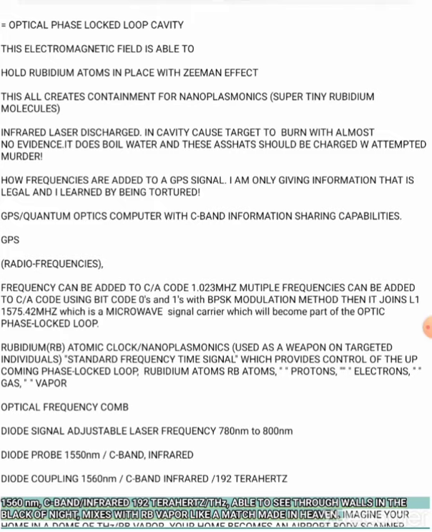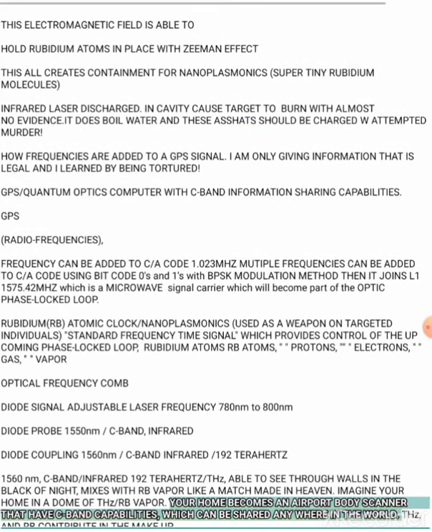1560 nm, C-band, infrared, 192 terahertz, THz, able to see through walls in the black of night, mixes with Rb vapor like a match made in heaven. Imagine your home in a dome of THz, Rb vapor. Your home becomes an airport body scanner that has C-band capabilities, which can be shared anywhere in the world. THz and Rb contribute in the makeup.